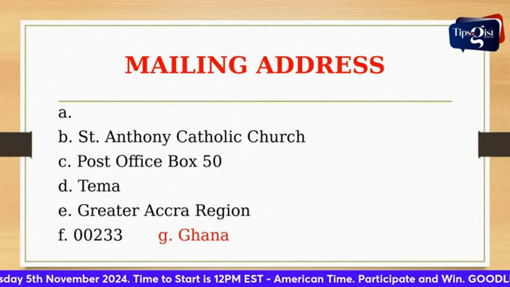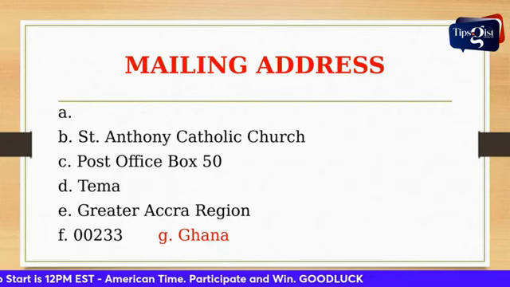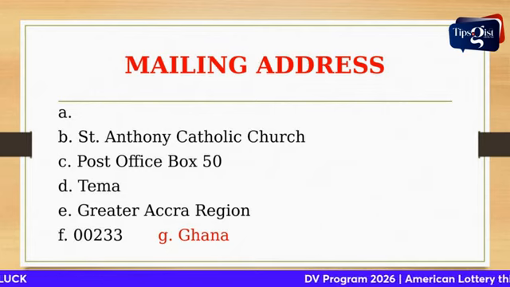This is an example of somebody using a church, St. Anthony Catholic Church. So you can see that they are all using the B. They leave the in care of. The B, so St. Anthony's Catholic Church, PO Box 50, Tema, Greater Accra region, right? 00233, then Ghana. So before somebody can use the A, it means it is not an organization, but an individual.